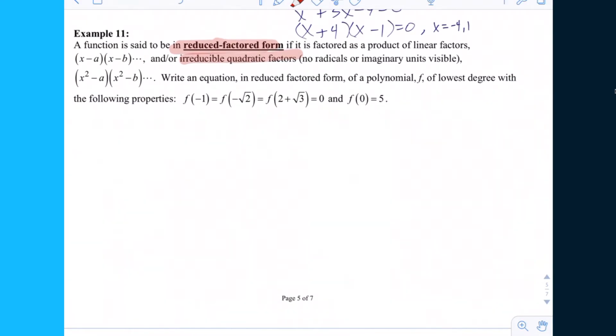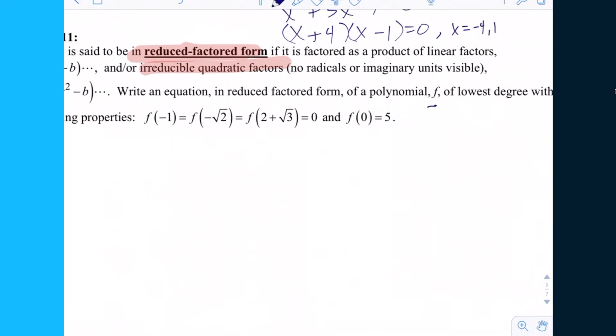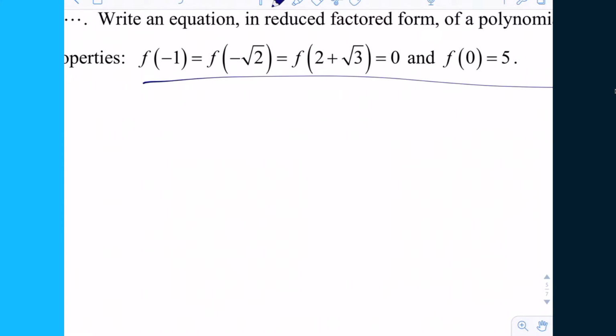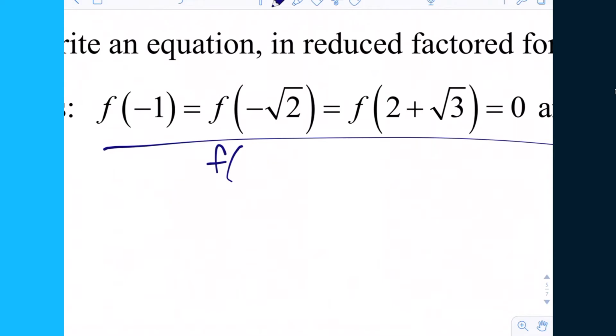So on example 11, let's go ahead and write a polynomial whose name is f in lowest degree, whose properties are this, all right? So let's see. We're going to assume that the radical conjugate theorem works. We're going to have integer or rational coefficients. So f of -1 is 0, which means -1 is a what of f? A root, okay? Negative square root of 2, f of that equals 0, so negative square root of 2 is also a root, which means guess what else is also a root? Positive square root of 2. So f of positive square root of 2 also equals 0.